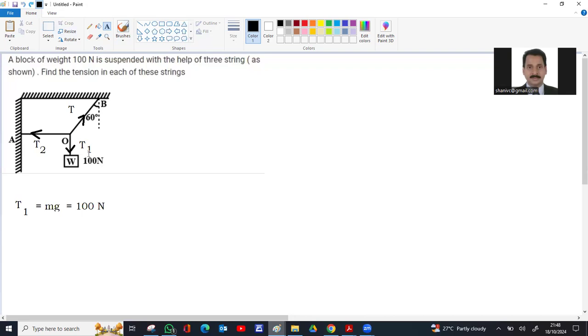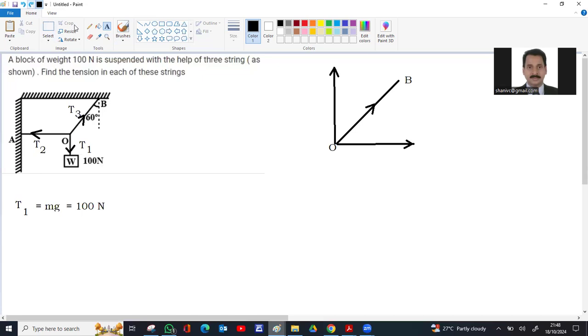So the downward force tension is T1, that's weight 100 Newton. The left one is T2 and the top one is T3. We are resolving T3 into 2 components. So just duplicating the diagram here. This is the line O to B. We are resolving that into horizontal and vertical components. This is a horizontal component.